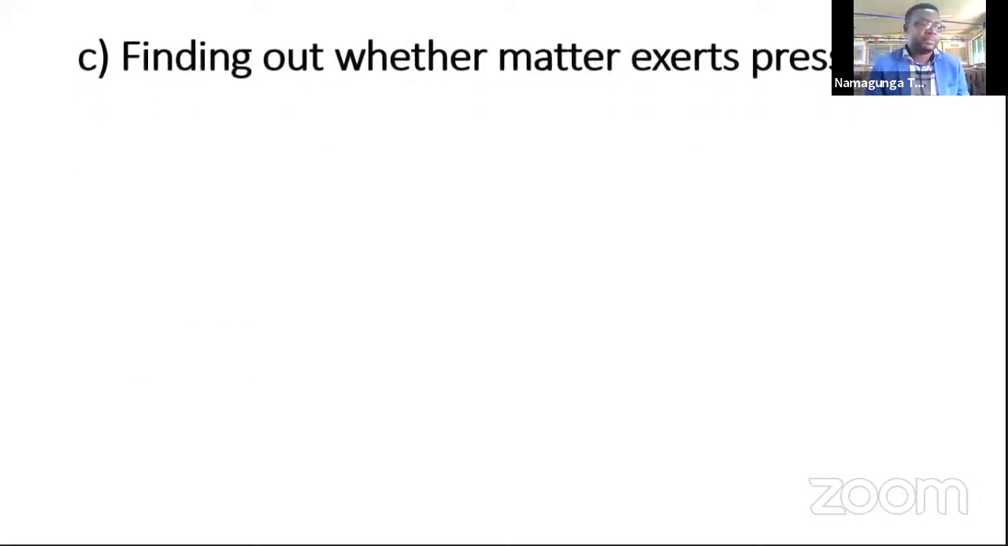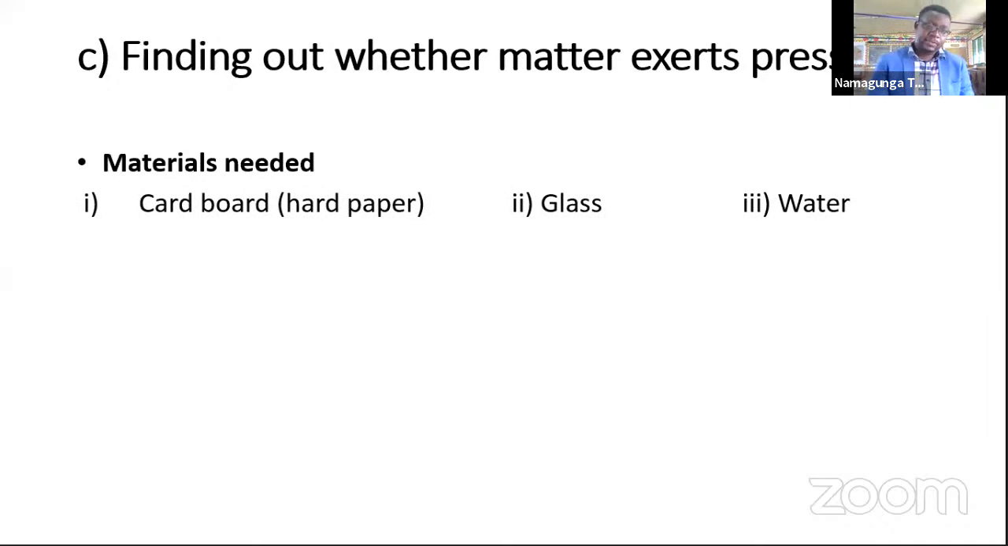We got the last experiment for finding out whether air exerts pressure. I request Jorin. Jorin, please, can you read for us the materials? Please unmute and then you tell us.